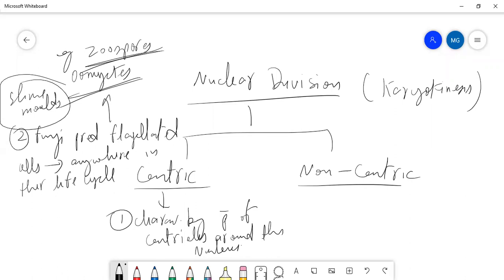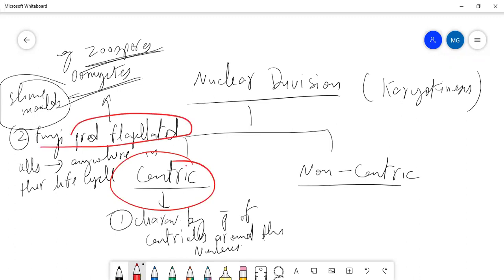My friend, only those fungi whose nuclear division is centric will have flagellated cells. Remember, centric means they are characterized by presence of centrioles around the nucleus. So this is a very important feature, and it is used in classification of fungi. This characteristic is very important in fungal classification.